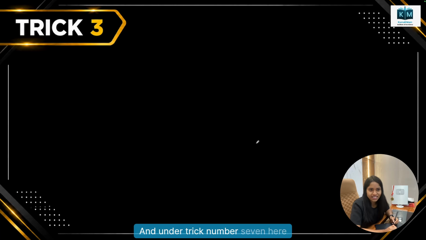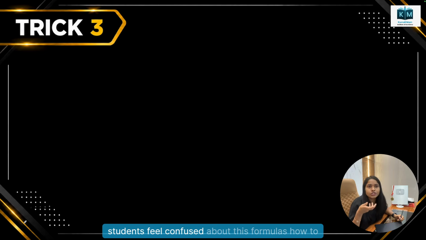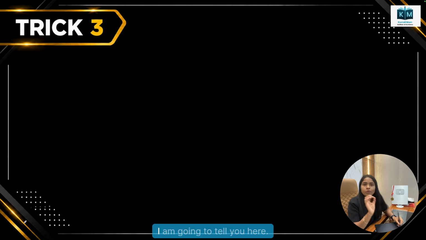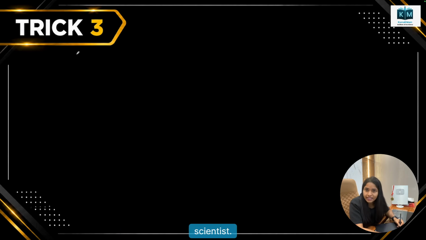And under trick number 7, I want to tell you a few formulas which students usually feel confused about, how to read. I am going to tell you here. Mulliken is the name of the scientist. He gave a formula for finding the electronegativity.